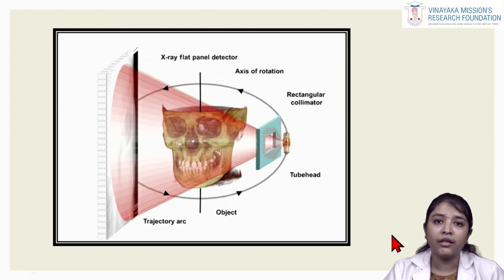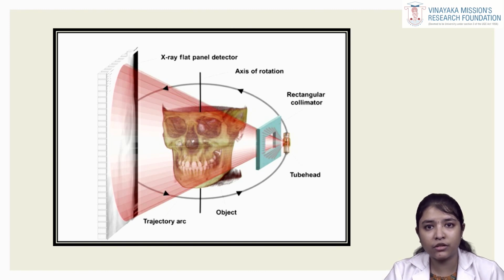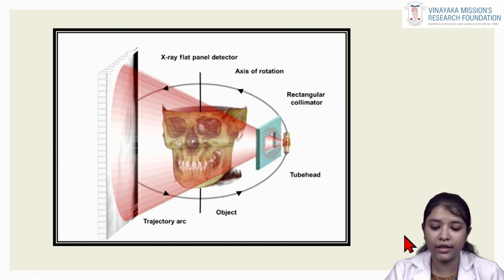During the rotation, the multiplanar projection images are obtained, that is, the source and the detector rotate around the patient in 180 to 360 degrees to obtain the images, and this image is the raw image, after which it undergoes reconstruction in the computer to produce the 3D image.